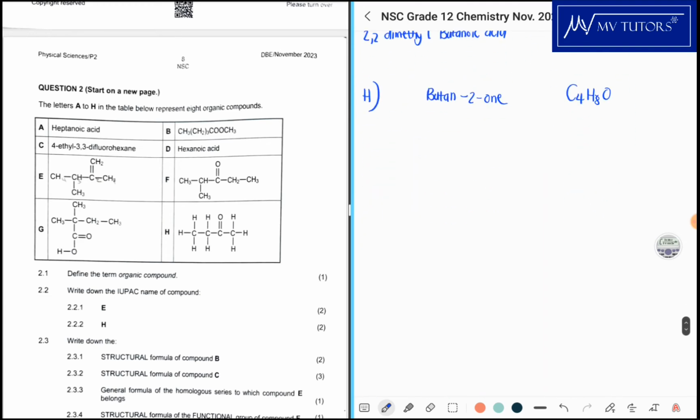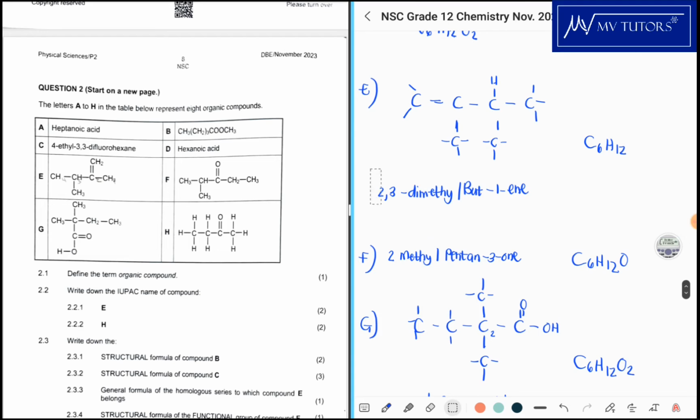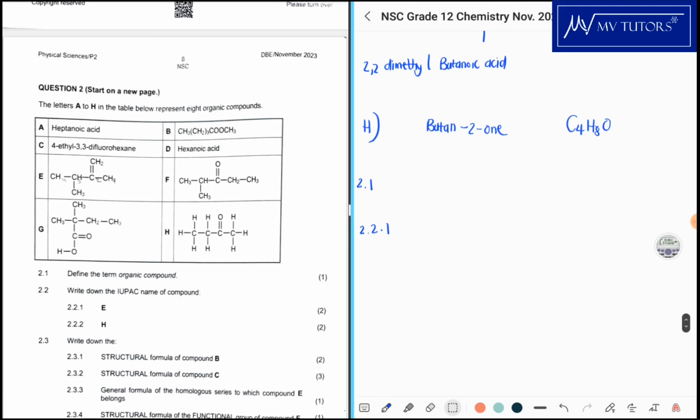Now let's answer the questions. My goodness. All right, so define the term organic compound. So an organic compound is a compound containing carbon atoms, okay? So as long as it has carbon atoms, it is organic. Now it says, write down the IUPAC name of compound E. Do we have the IUPAC name for compound E? Yes, we do. So we're just going to take it from there, copy it in, and we write the answer.